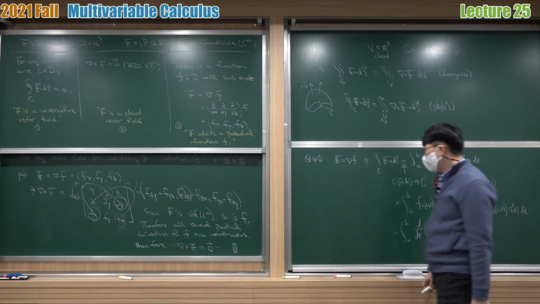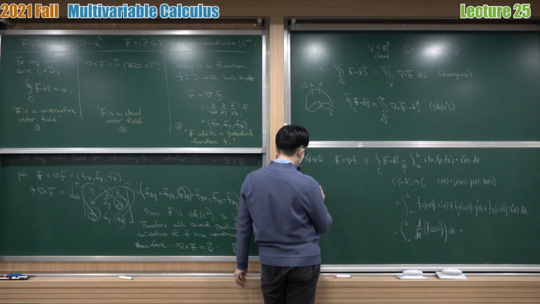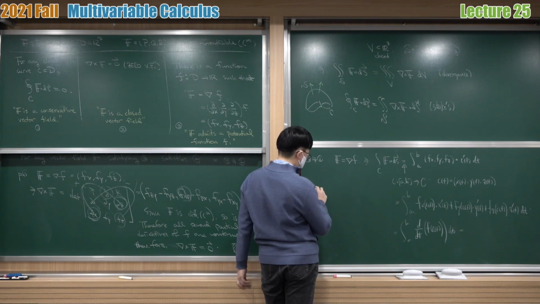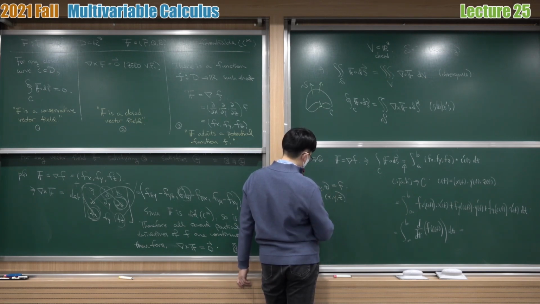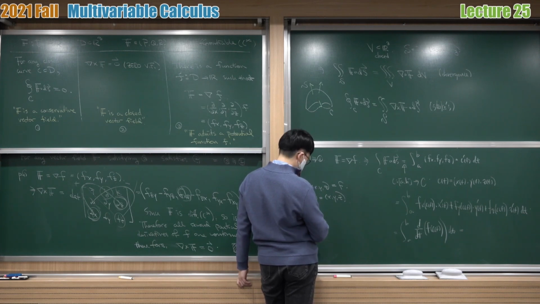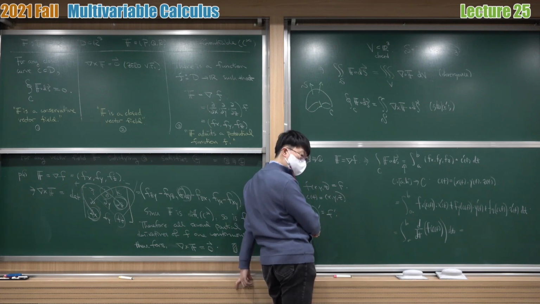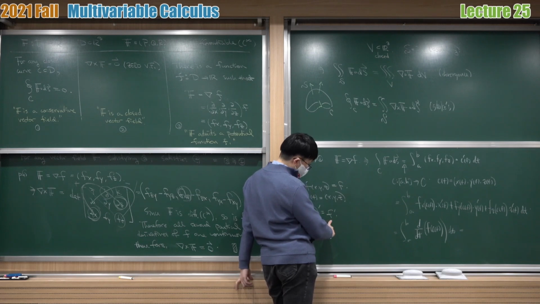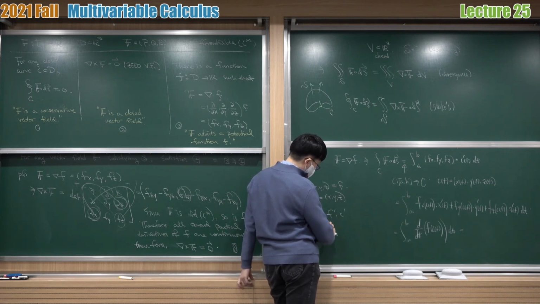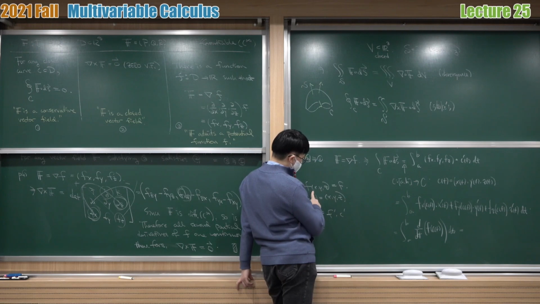Why? Because I know that f is from x, y, z to f, okay? And I know that c is from x, y, z. So let's take the composition of f and c and take the derivative. This is the chain rule for multivariable functions. It's f prime times c prime. So what is f prime? It's a 1 by 3 matrix, right?